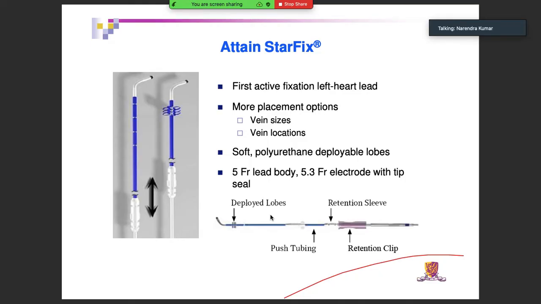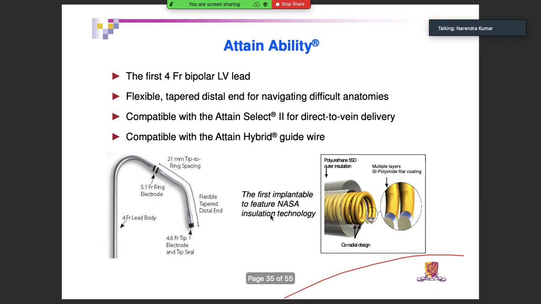You try to attain a StarFix. In that, what you have to do is active fixation. So even the LV lead needs active fixation. Although the lobes are pretty soft and very malleable, I would say, and easy to deploy, and there are some retention sheaths as well. So that is something really nice.